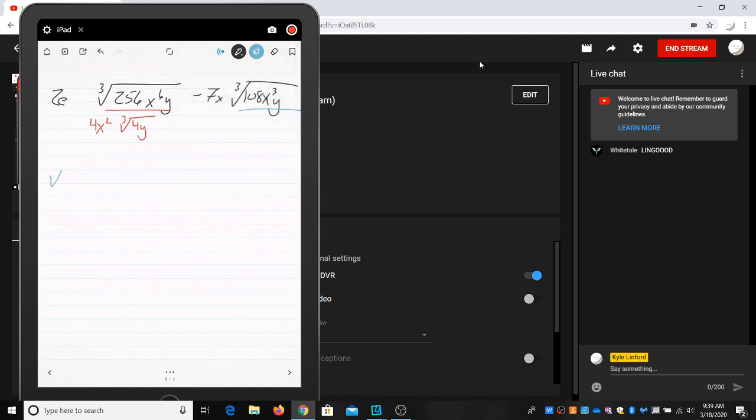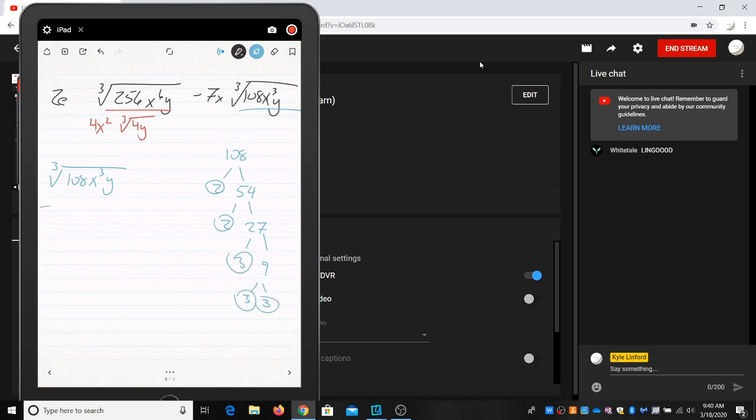Let's take the cube root of 108 x cubed y. So again, I don't know off the top of my head what are some cubed factors of 108, so I'm just going to start simplifying these down. Let's take 108, and let's divide that by 2, and we get 54. And then if we divide 54 by 2, we should end up with a 27. And then that can break down into 3 and 9, which can be 3 and 3. So 2 times 2 times 3 times 3 times 3.